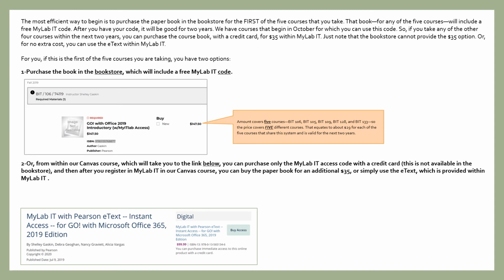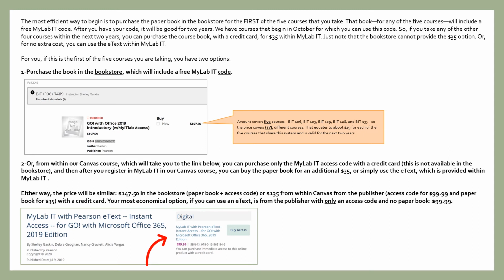Or from within our Canvas course, which will take you to the link below, you can purchase only the MyLab IT access code with a credit card. This is not available in the bookstore. And then after you register in MyLab IT in our Canvas course, you could buy the paper book for an additional $35, or simply use the e-text which is provided within MyLab IT. Either way, the price will be similar.